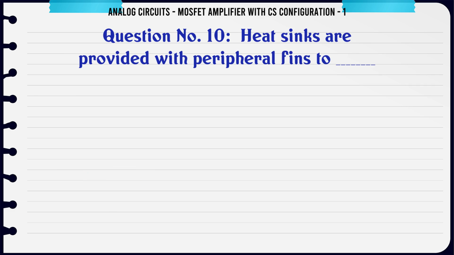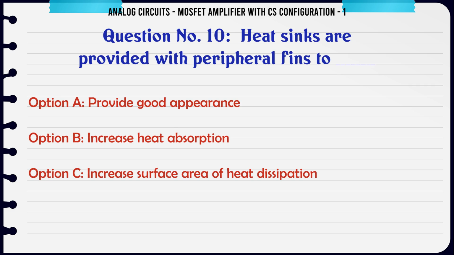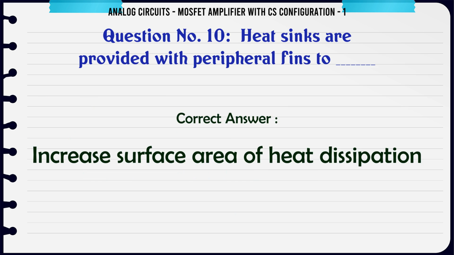Heat sinks are provided with peripheral fins to A, provide good appearance, B, increase heat absorption, C, increase surface area of heat dissipation, D, provide material stability. The correct answer is increase surface area of heat dissipation.